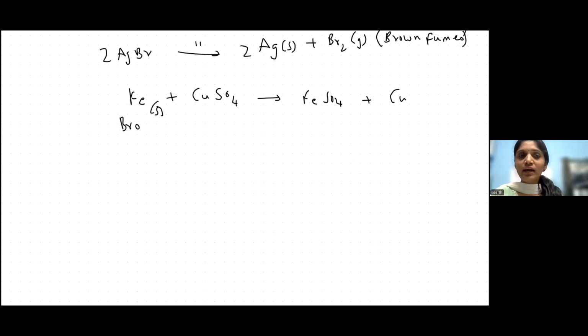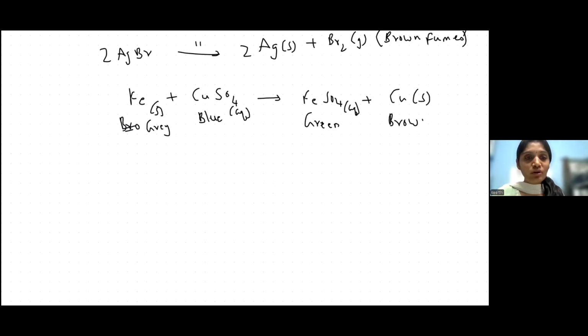Iron nails are in gray color. Copper sulfate solution color is blue. Now this is a solution, so I'm writing it as aqueous. FeSO4 will also be a solution, aqueous, and copper is in the form of solid. Now FeSO4 solution color is green. Whenever I'm writing colors, please remember the colors. And copper is in brown color.